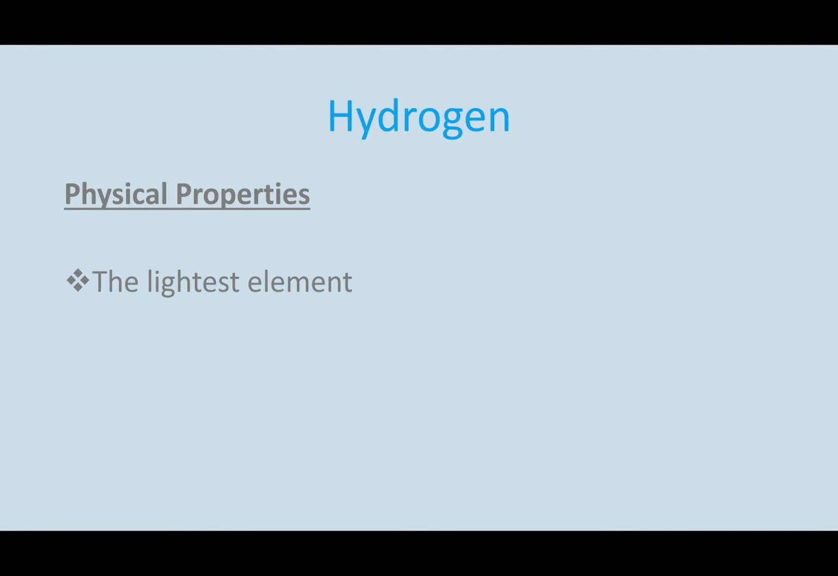Physical properties: it is the lightest element, which goes back to why they would have used it on the Hindenburg, because it is very light. It has a low melting and boiling point, which again explains why we see it existing as gas in its natural state.